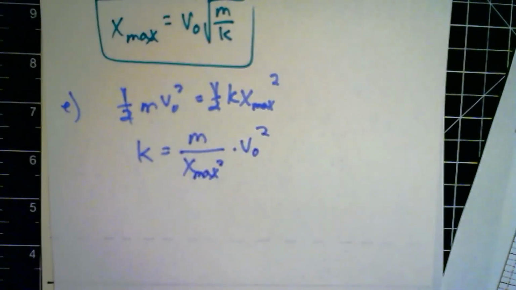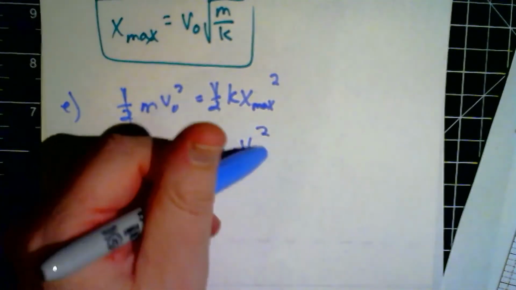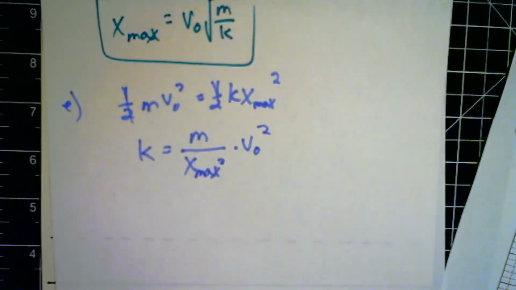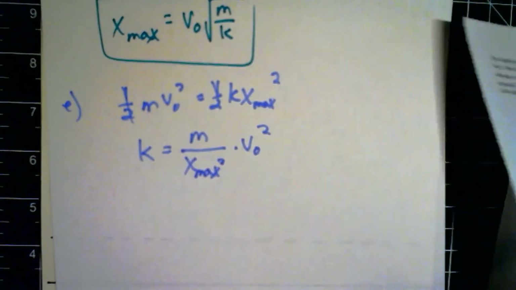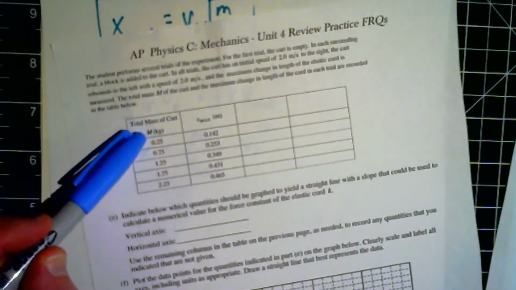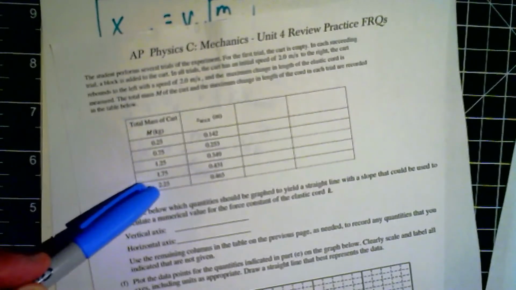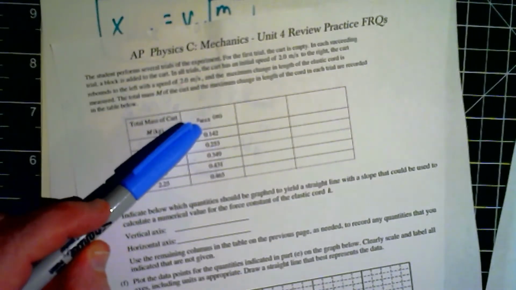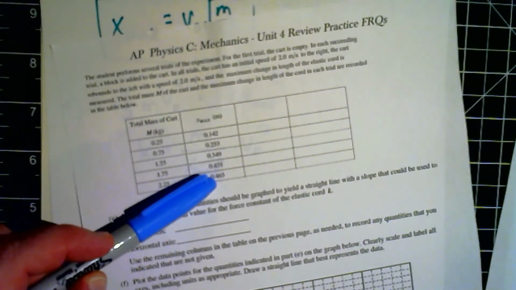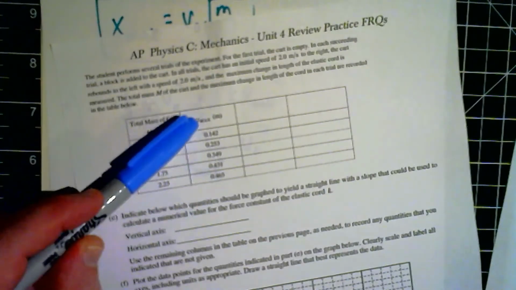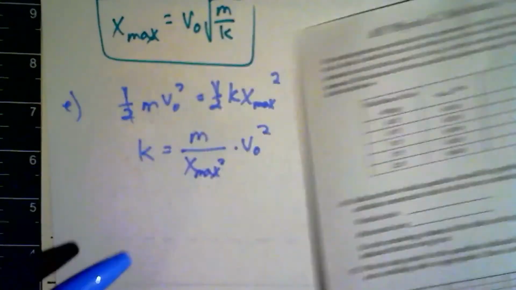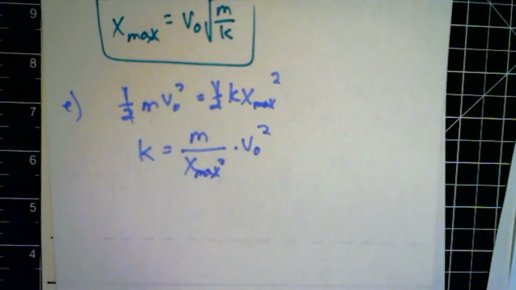All right, and so here's the thing. What's constant in this formula? Well, v naught is constant. What is varying? Well, the mass varies. It tells us that the mass of the cart is being changed. And as a result, the distance that the spring stretches, x max, also changes. So these two things are variables. One's an independent variable, one's a dependent variable.